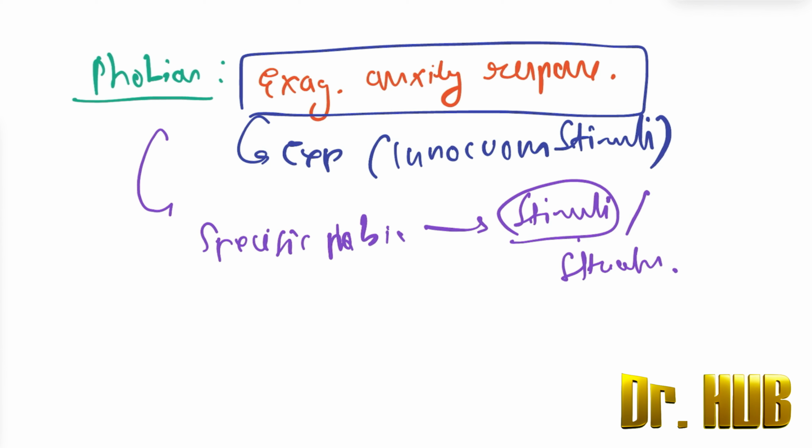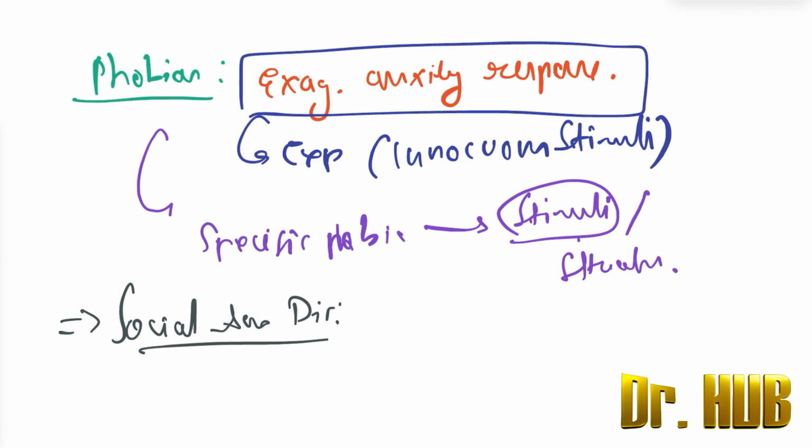Next, we would go to the social anxiety disorder. So what is meant by social anxiety disorder? It is also known as social phobia. Here there is a phobic response to specific social situations.